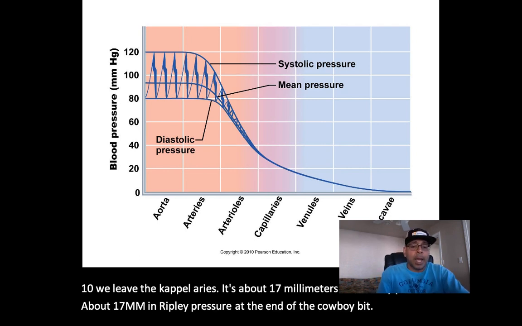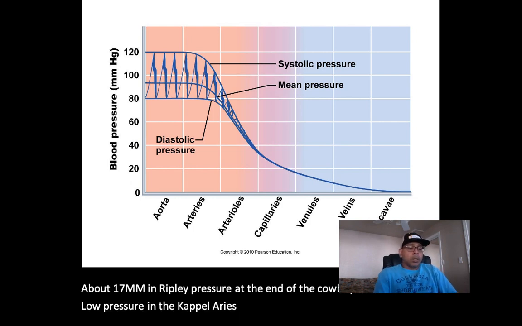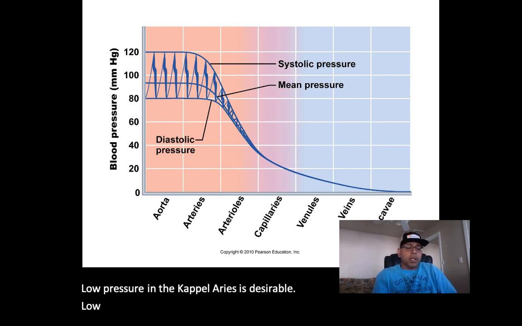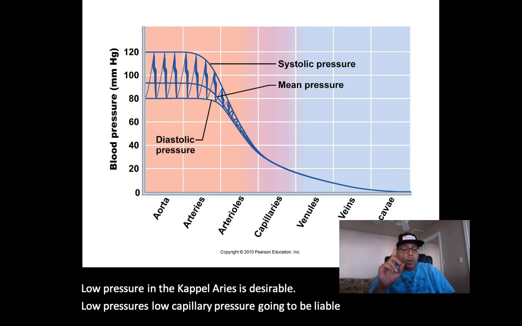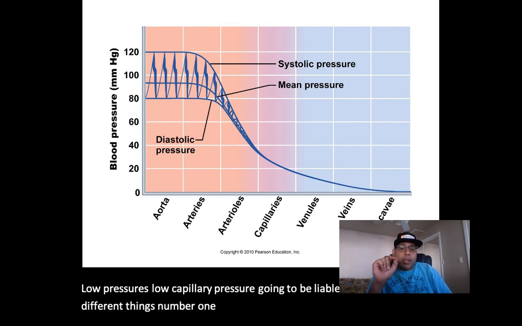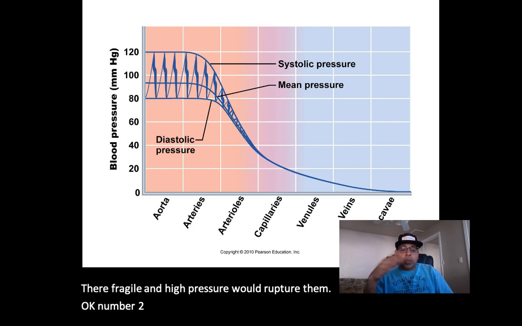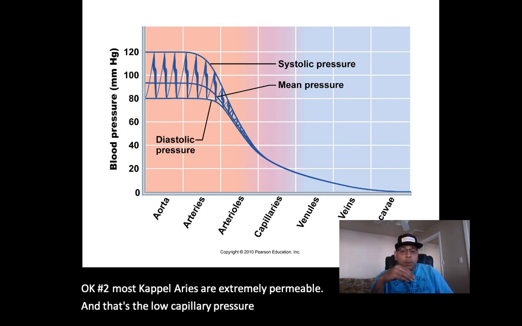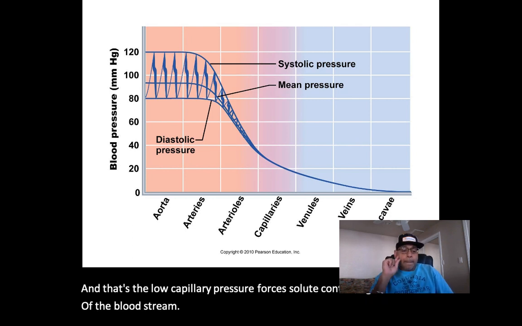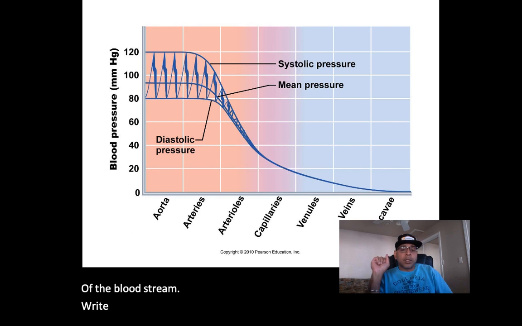Low pressure in the capillaries is desirable because of a few different things. Number one, the capillaries are fragile, and high pressure would rupture them. Number two, most capillaries are extremely permeable, and thus the low capillary pressure forces solute-containing fluids out of the bloodstream and into the interstitial space.